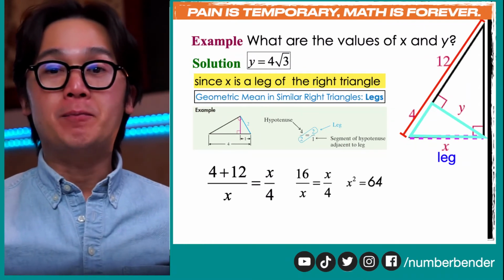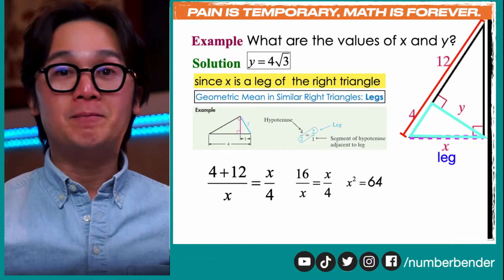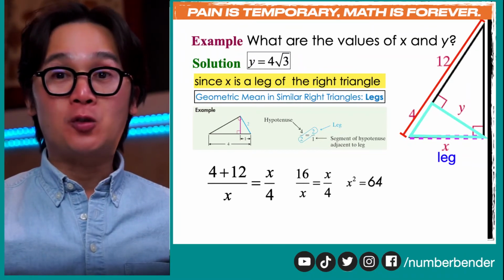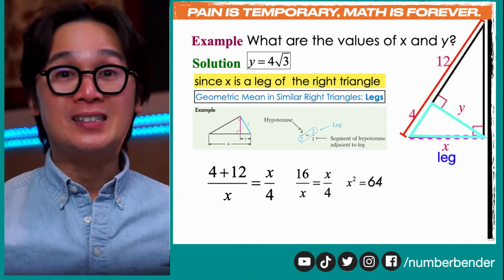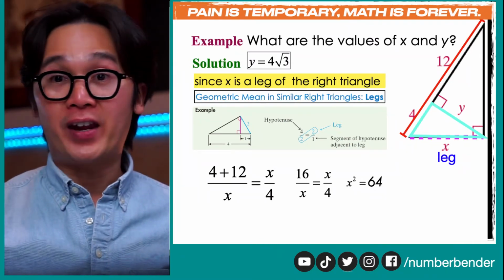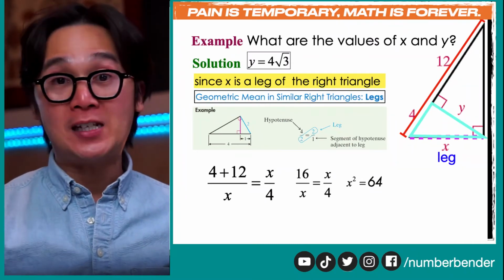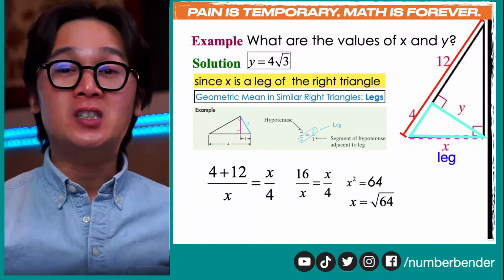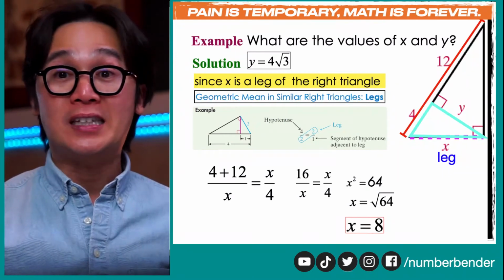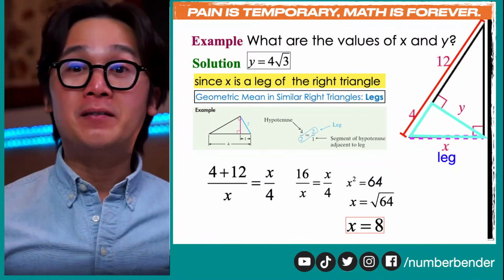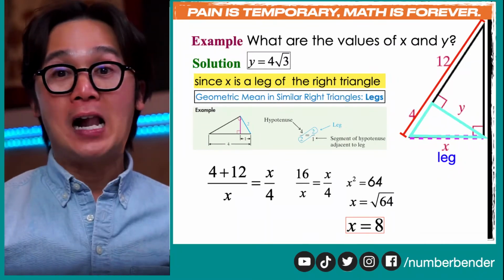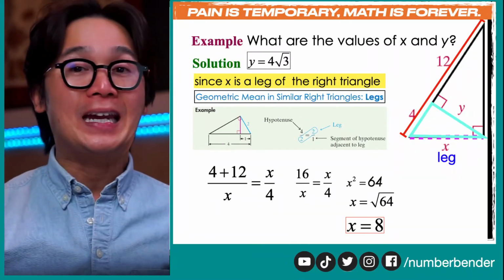And by cross product, we know that 64 is a perfect square, and the value of x squared when it's equal to 64, it's either positive 8 or negative 8. But since we are working with the measurements of a triangle, we're going to use just the positive value of our x, which is equal to 8. And now we have the values of x and y, which is 4 square root of 3, and the value of x, which is equal to 8.